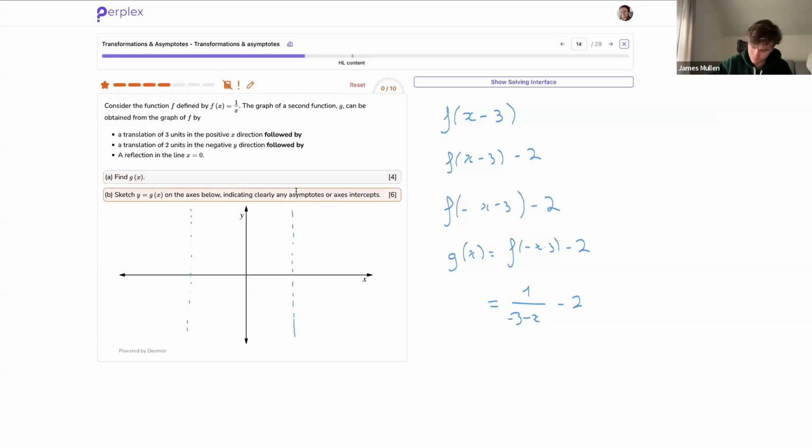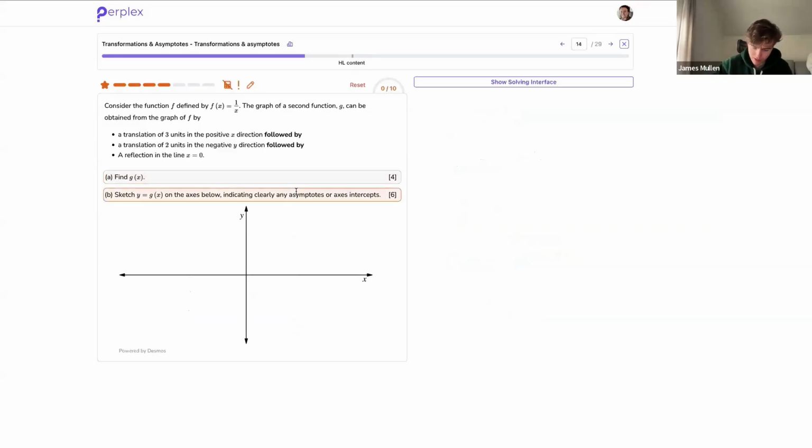Now part B. We want to sketch the graph of y is equal to g of x. I know that g of x is equal to 1 over negative 3 minus x, minus 2. So when do I have a vertical asymptote? When negative 3 minus x is equal to 0, or in other words, x is equal to minus 3. So that is going to be here, at x is equal to minus 3.